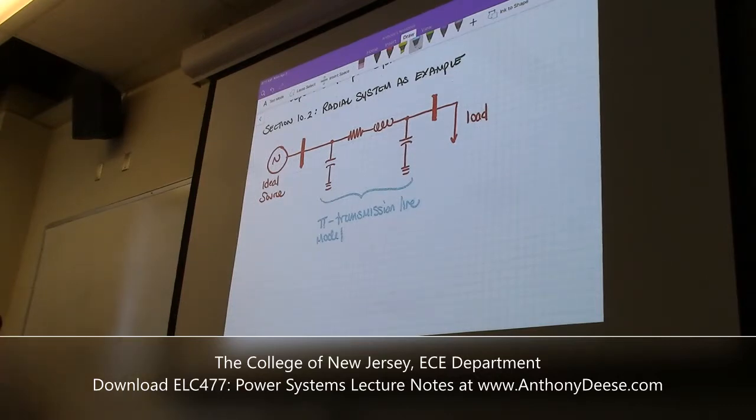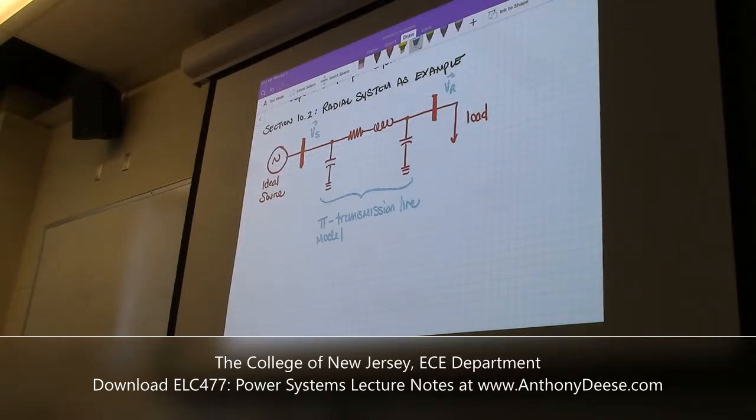So what do we have in this radial system? We have an ideal source. We have this bus, so this voltage will be called Vs. We have our pi transmission line, which is called pi because it looks like the Greek letter pi. We have two capacitors on either side, which represent the capacitance between the line and the ground. We have the resistance of the line itself. And we have the inductance.